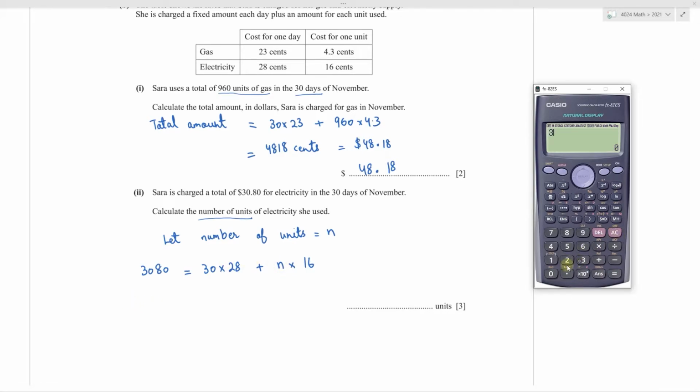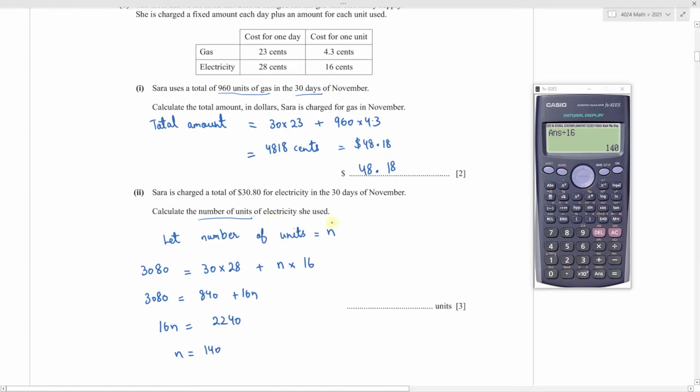So 30 into 28 is 840. So 3080 equals 840 plus 16n. 16n will be 3080 minus 840, which is 2240. So n will be 2240 divided by 16, which is 140 units. So the total units of electricity used is 140 units.